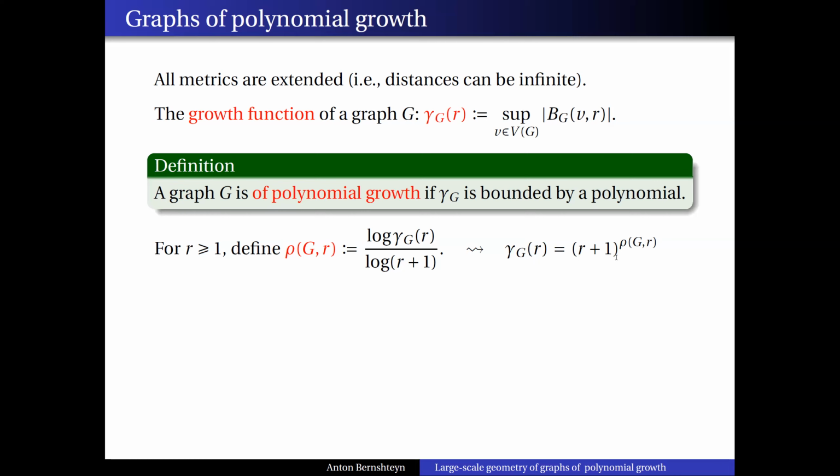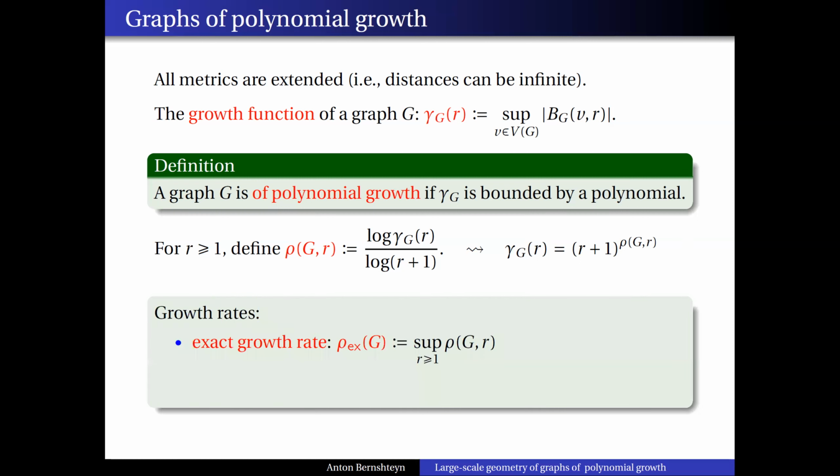Why r plus 1? It's purely for technical reasons, because I want to allow r to be equal to 1. For this to make sense for balls of radius 1, we write r plus 1 instead of r in the base of the exponent. There are other conventions you can choose here, but they all result in the same theory in the end. These exponents tell us the degree of the polynomial that we need to look at. So we can define what I'm going to call the exact growth rate of this graph as the supremum of these exponents over all values of r.